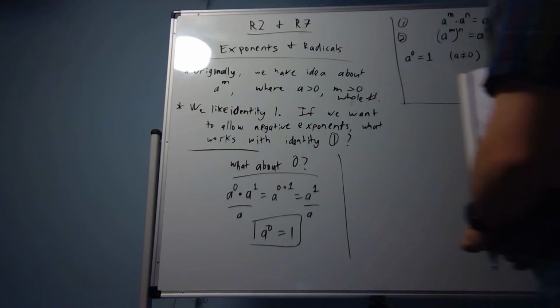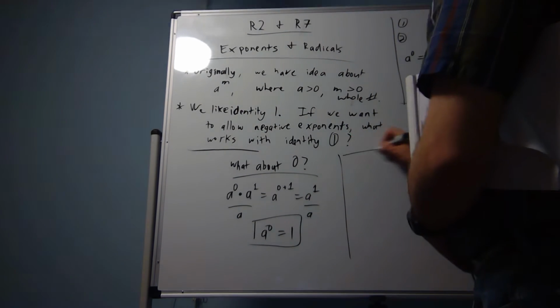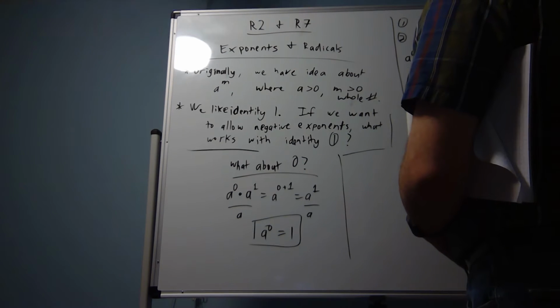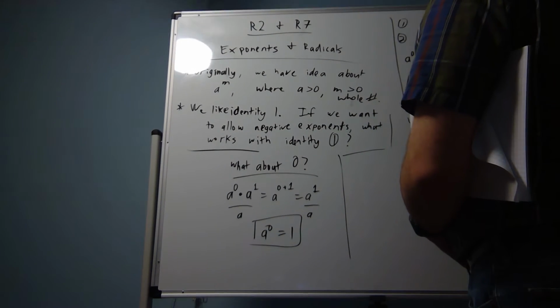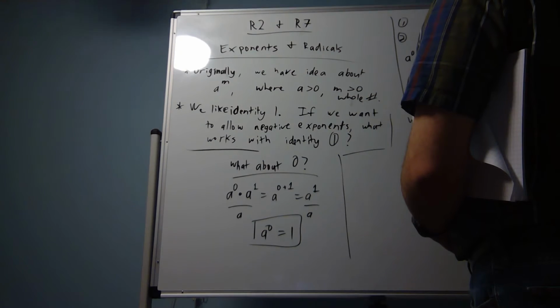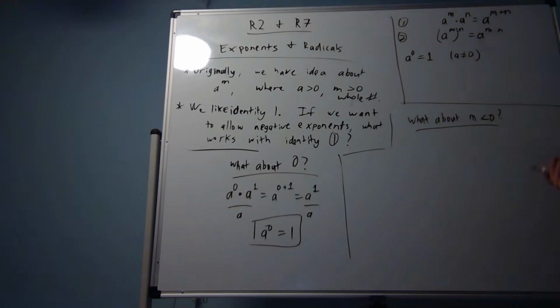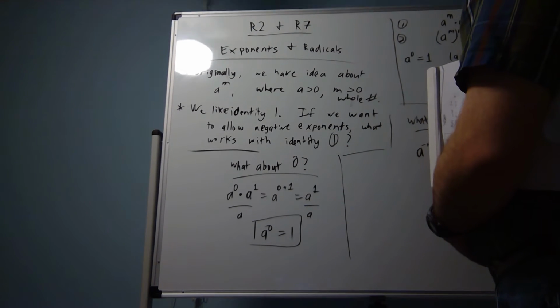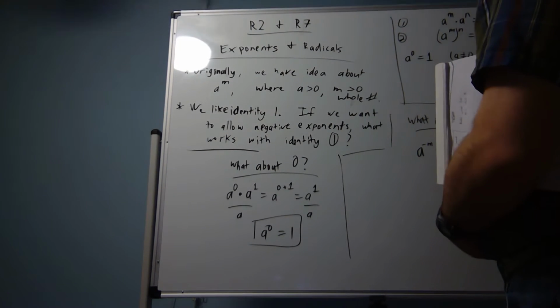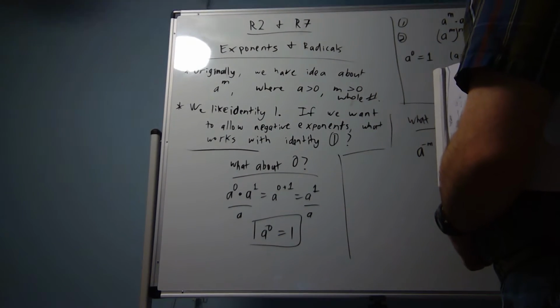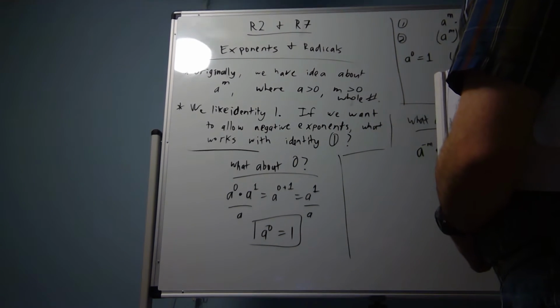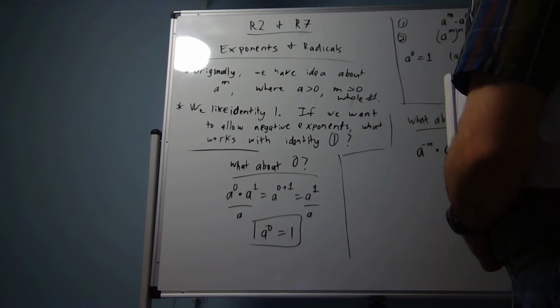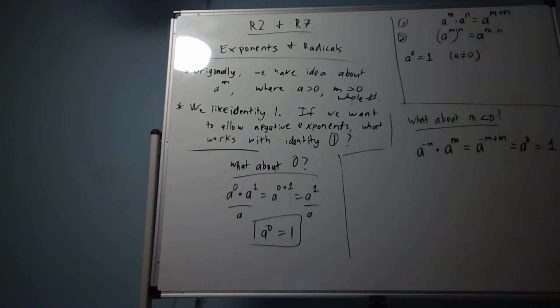And then you can ask similar questions about negative exponents. So what about negative exponents? What would that do? Well, what would it have to mean for a to the minus m? What would that have to be? Well, we just sort of convinced ourselves of this, right?